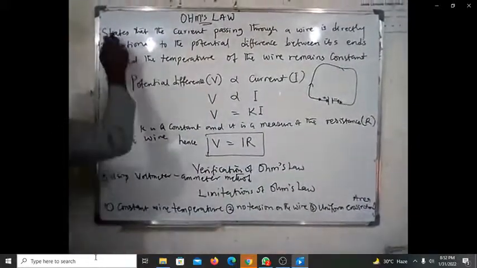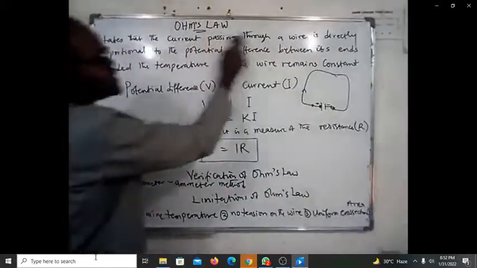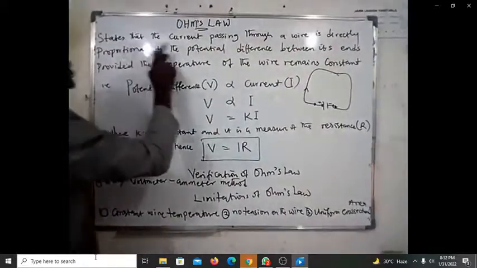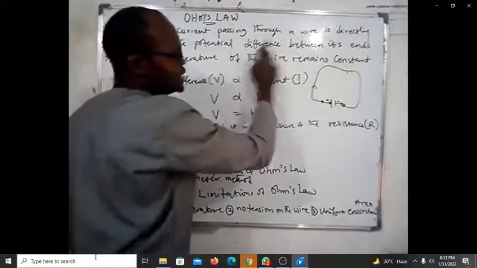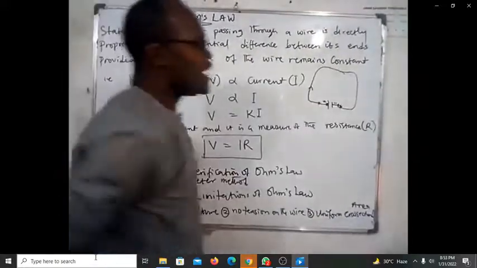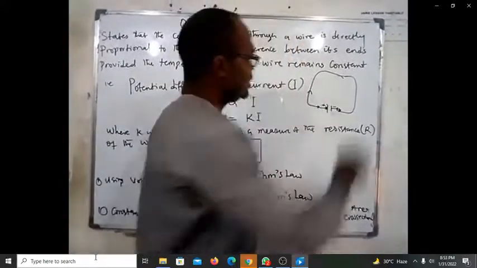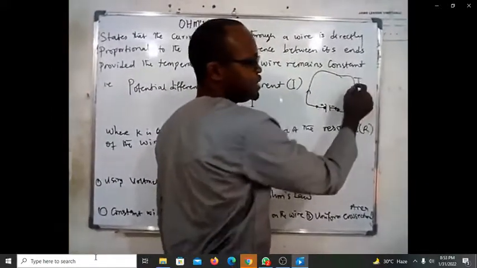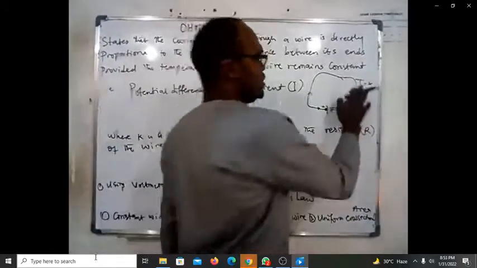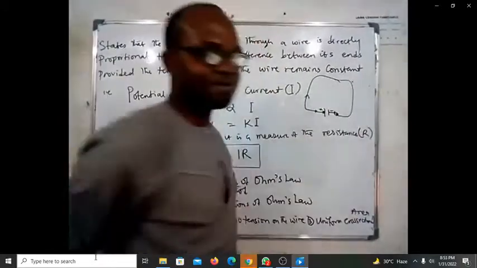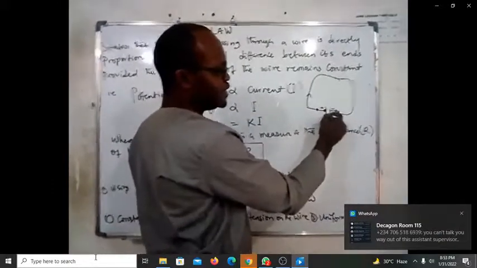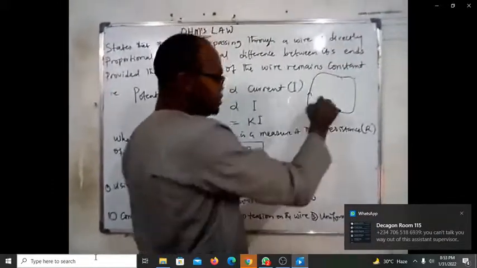That is the statement of Ohm's Law. It says that the current passing through a wire is directly proportional to the potential difference between the ends of the wire, provided that the temperature of the wire remains constant. You understand? So the more the potential difference being supplied by the cell, the more current will flow.